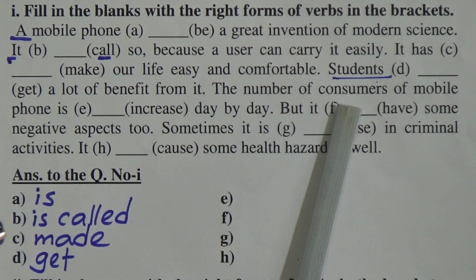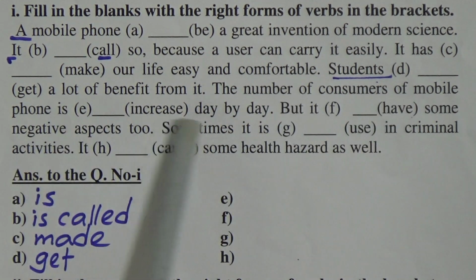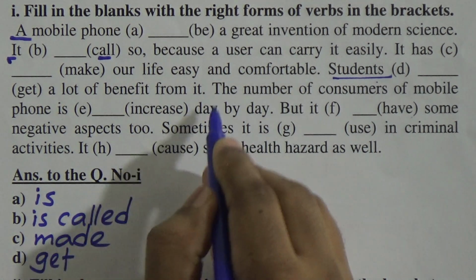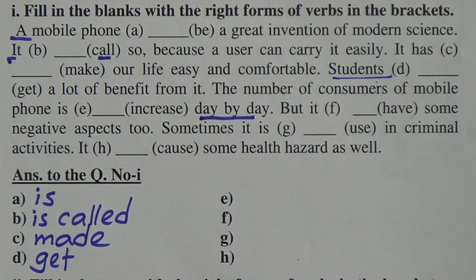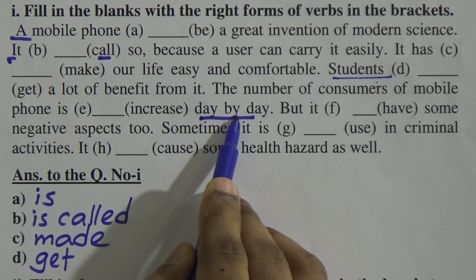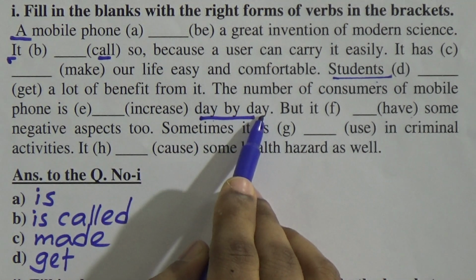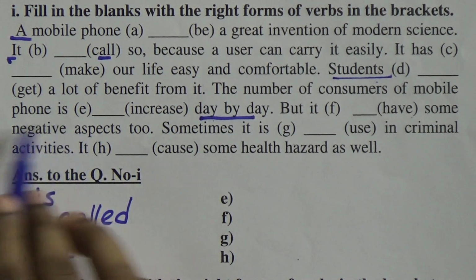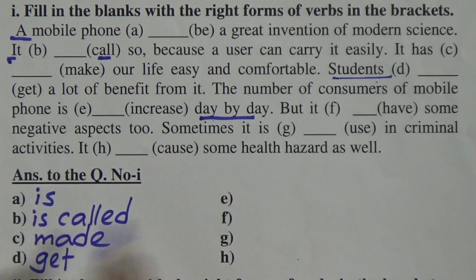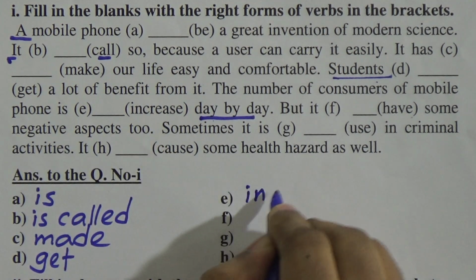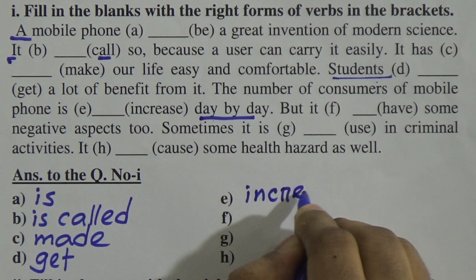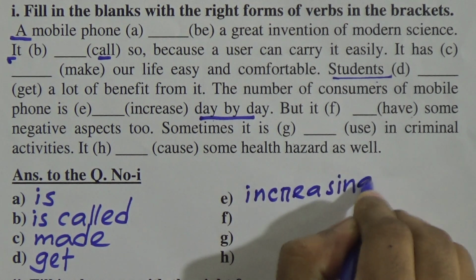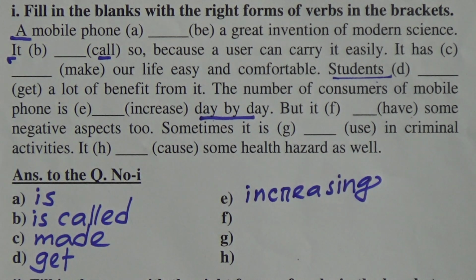A lot of benefit from it. The number of consumers of mobile phone is dash day by day. Remember very carefully, I told you the right forms of verb classes. If a sentence has now, at this moment, at present, day by day, this sentence will be present continuous tense. So there is day by day in this sentence. So we have to make present continuous tense for this sentence. So the number of consumers of mobile phone is increasing. After am, is, are, we have to put ing of the verb, increasing.